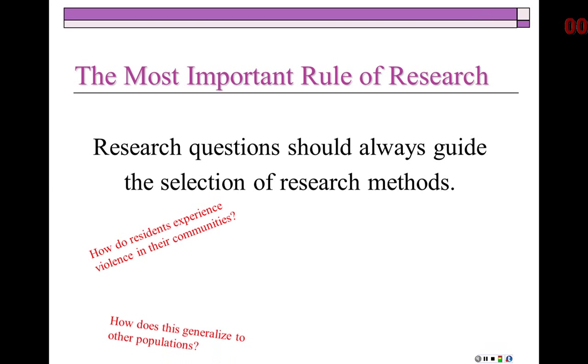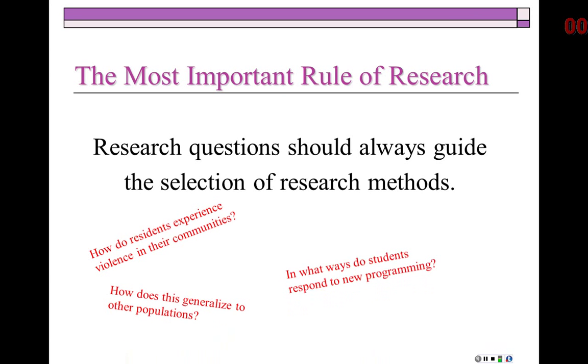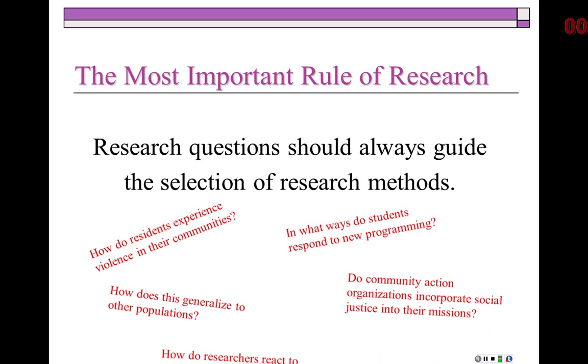So the most important rule of research is that research questions should always guide the selection of your research. Your methods are completely dependent on the question that you're trying to answer, right? This goes for other things other than research methods, but particularly with community psychology, it's necessary to understand which research methods fit best with your research question, and which research methods are better apt to answer the questions that you're trying to answer.